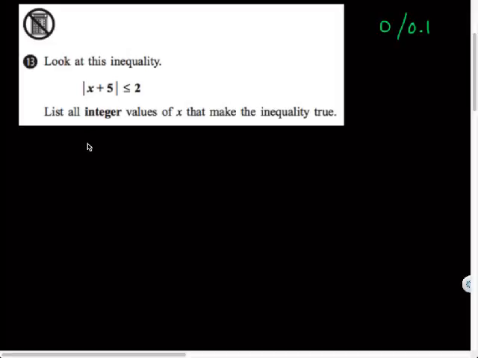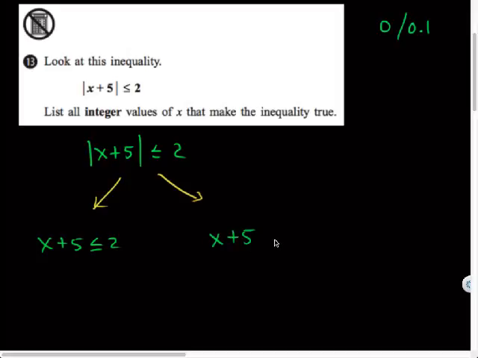So let's see. If I have the absolute value of x plus 5 is less than or equal to 2, and I want to solve this, the absolute value is isolated, and it turns out we can use the break it up technique. So I could have x plus 5 is less than or equal to 2. That would be my first inequality, where x plus 5 was positive. Or I could have that x plus 5 is related to a negative 2.